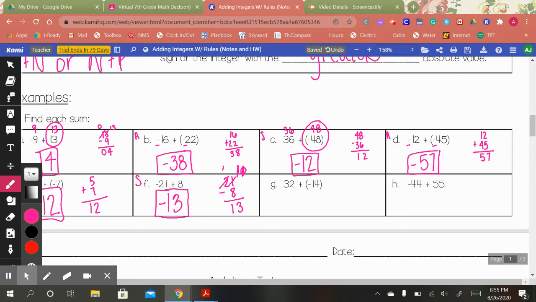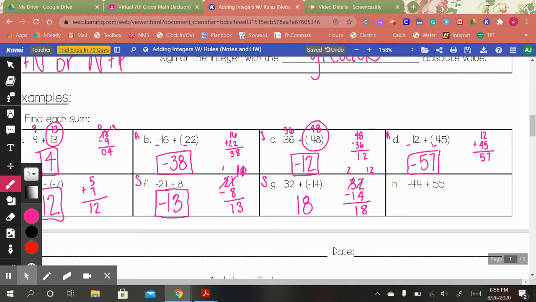We have 32 plus negative 14. They are opposite signs, so we are going to subtract. 32 minus 14. I am going to borrow. And 12 minus 4 is 8, and 2 minus 1 is 1. So I have 18. And again, I'm looking at absolute value to decide if my answer is positive or negative.